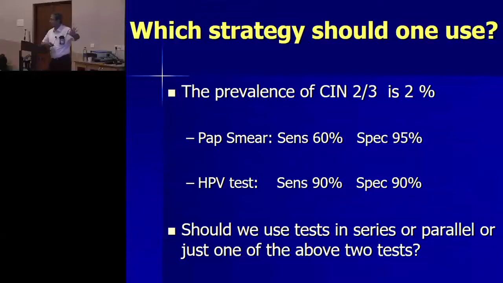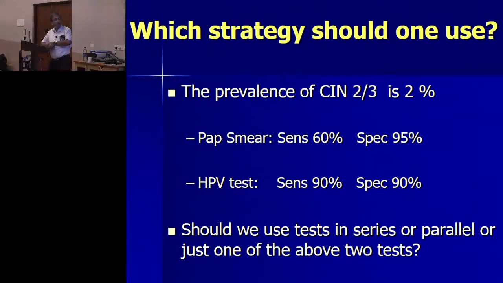Okay, so there are a whole lot of options here. We can do just pap smear. We can do just HPV. We can do pap smear followed by HPV, serial testing. Or we can do HPV test followed by pap smear, again serial testing. Or we can do parallel. That means you do both, what we call co-testing. Give both at the same time, and you say if anyone is positive, you can act on it.